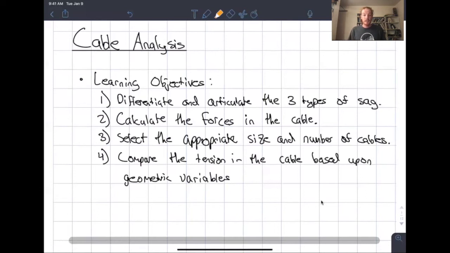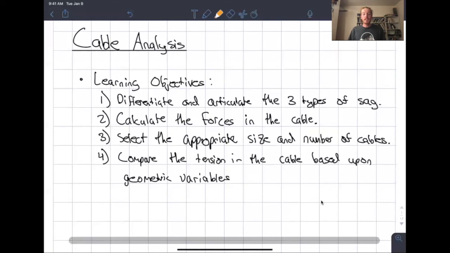The second thing that you should be able to do is calculate all the forces in the cable. No need to memorize all these equations, but understand where all these calculations come from. Third, you should be able to select the appropriate size and number of cables. We just covered that in this last little bit.